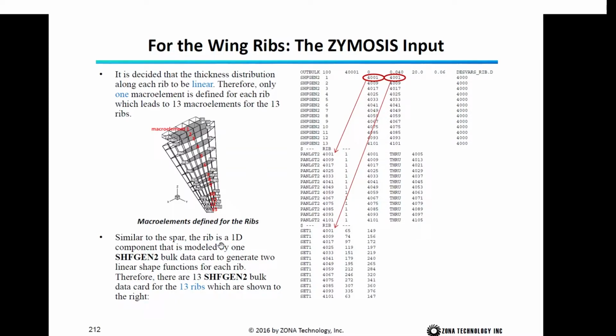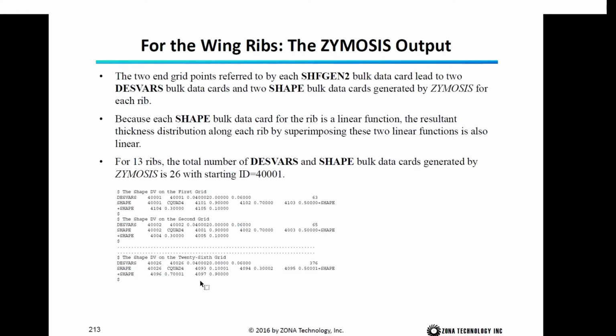So similar to the spot, the rib is a 1D component that modeled by the shape gen 2 card to generate two linear shape functions for each rib. Therefore, there are 13 shape gen 2 cards for the 13 ribs. So this output, so the two end grid points we refer to each shape gen 2 card leads to two DESVARS S and two shape cards. So because we have 13 ribs, so we have 26 DESVARS S and 26 shape cards, and generated by Zamosis, and with a starting ID 40,001. So this is the first DESVARS S.